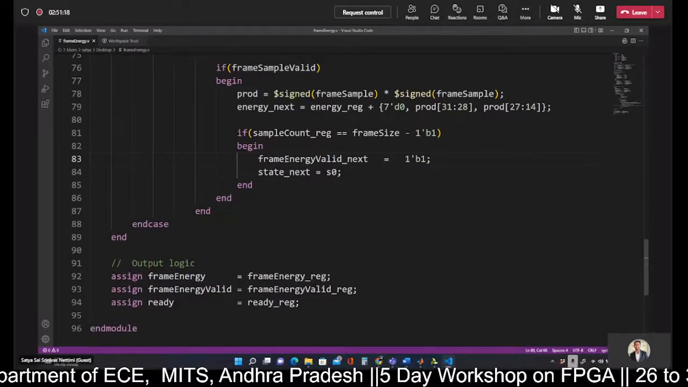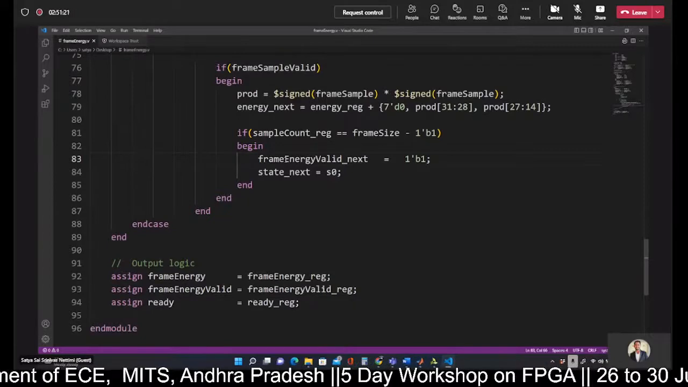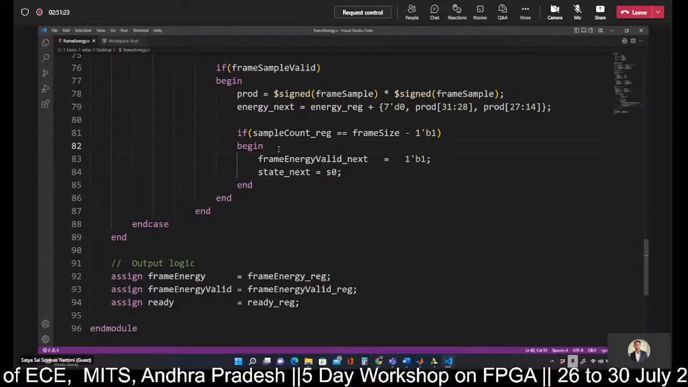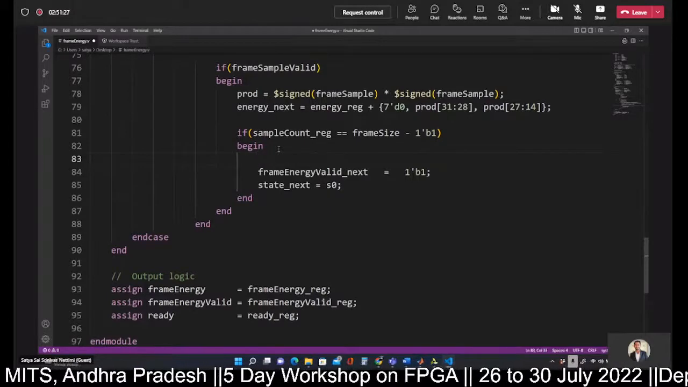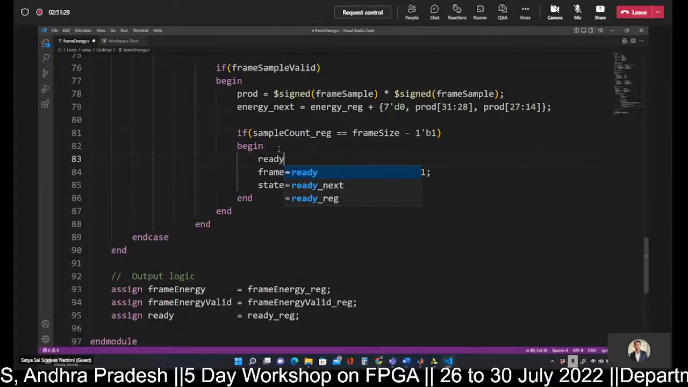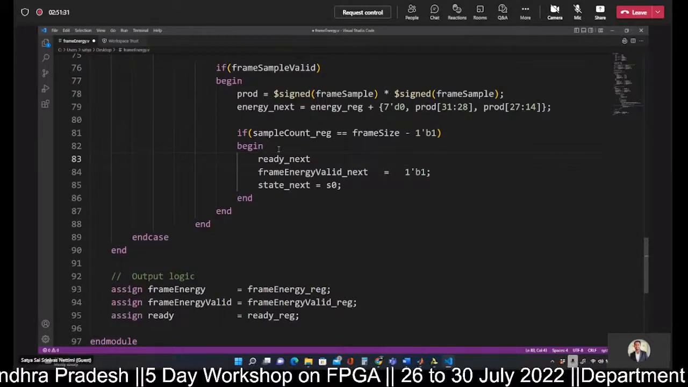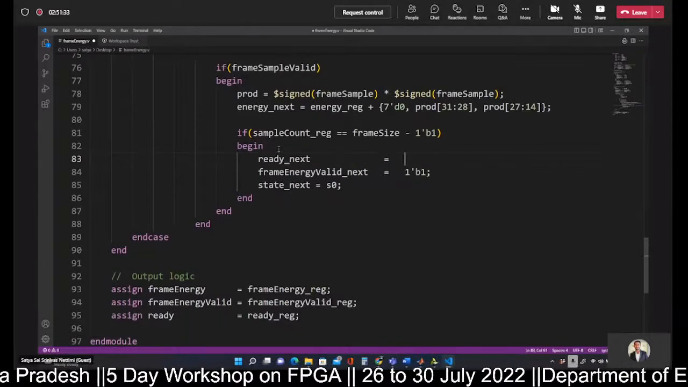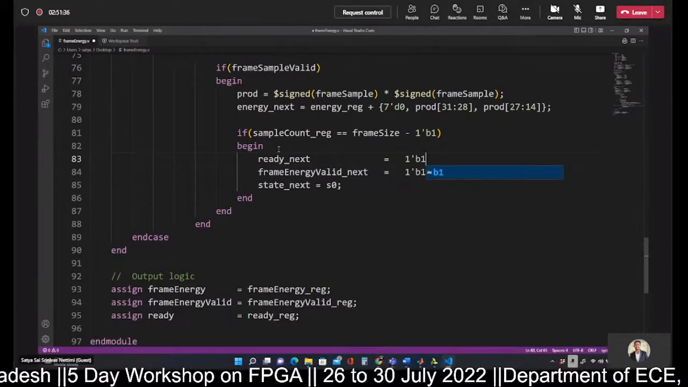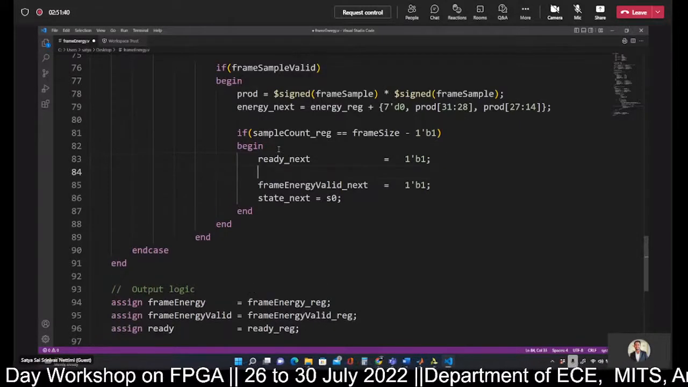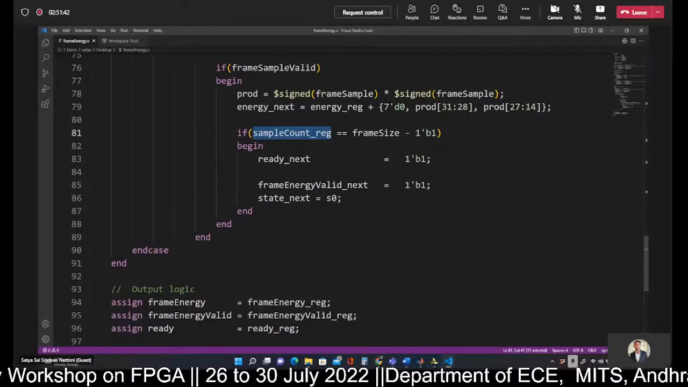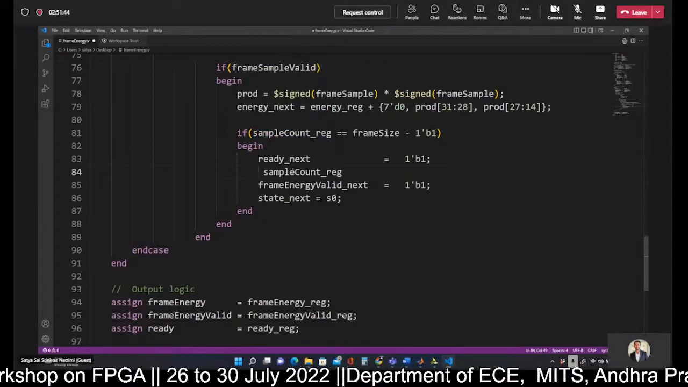Next, once it is going to the S0 state, the module will enter into the idle state. In idle state, the module is doing nothing. So to represent that, ready next should be made logic high. So that is 1 tick. And next, this count register should be reset to 0.